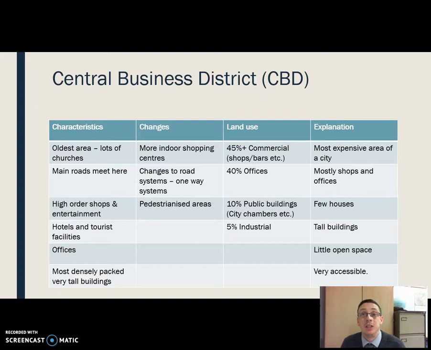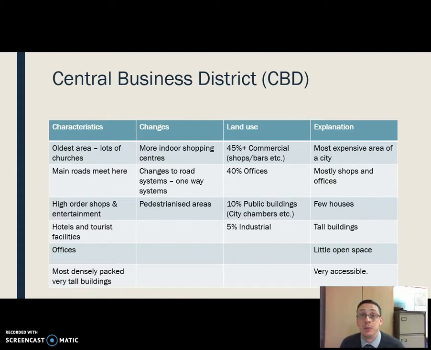We also see that the road networks are evolving, they're changing. Let's say the CBD is the oldest area in a city. In a lot of cities, the road network predates cars. Particularly if you look at the old town in Edinburgh, it's clearly not a city centre that was built with the car in mind. So a lot of cities are enhancing and upgrading the road network, putting in things like one-way systems to try and make it more accessible for people who are arriving in cars.